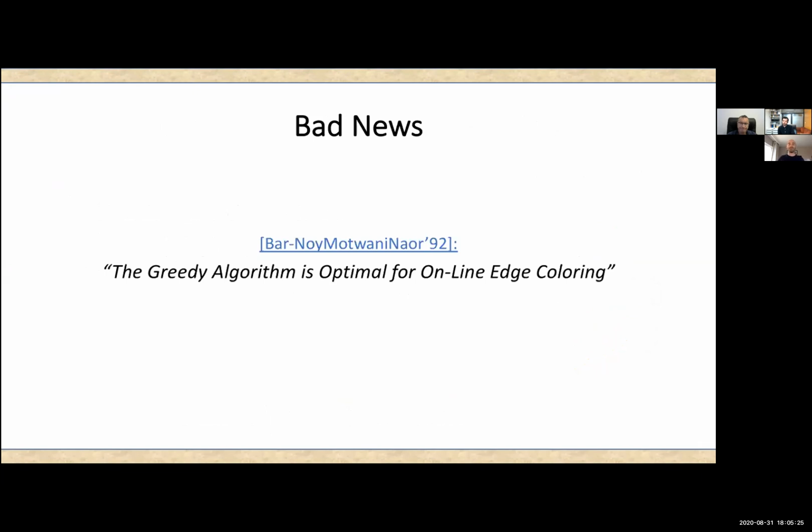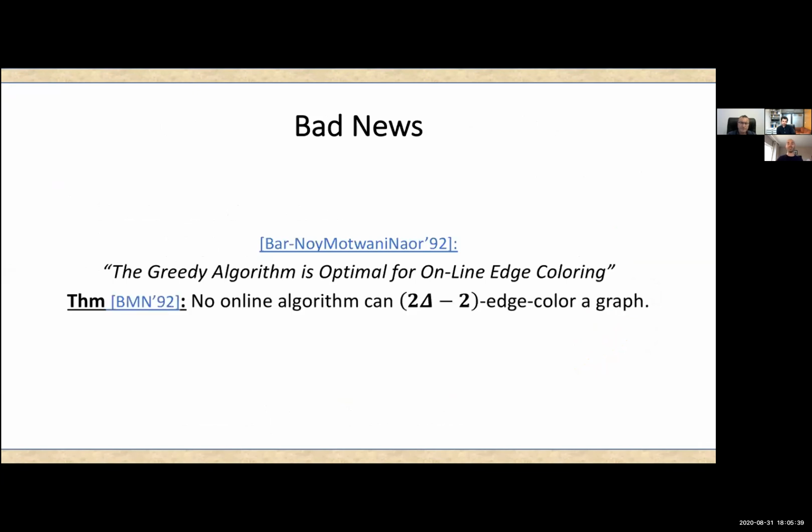Okay, this is shaping up to be a very short talk, but bear with me for a minute. So the natural question is, maybe you can improve on the 2 delta minus 1 and at least improve the lower order terms. But as it turns out, they show that really greedy is the best you can hope for. So no online algorithm can even spare 1 color compared to what the greedy algorithm gives.